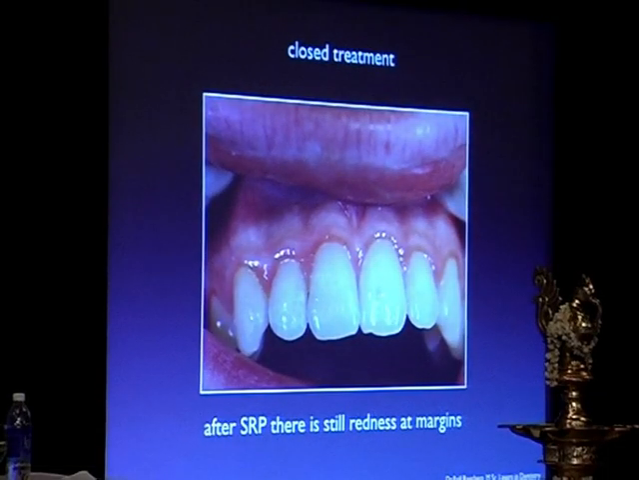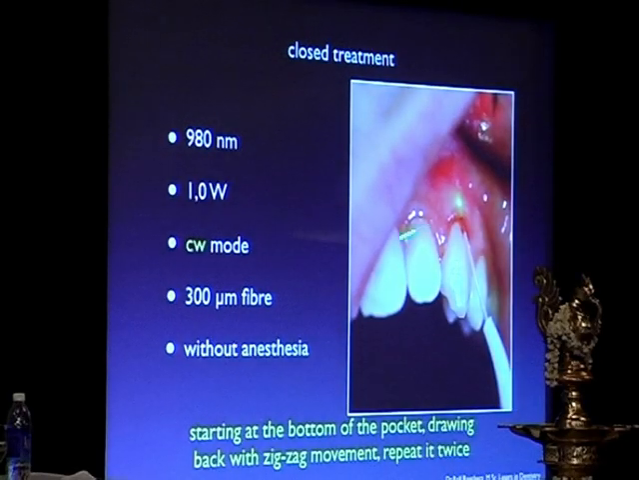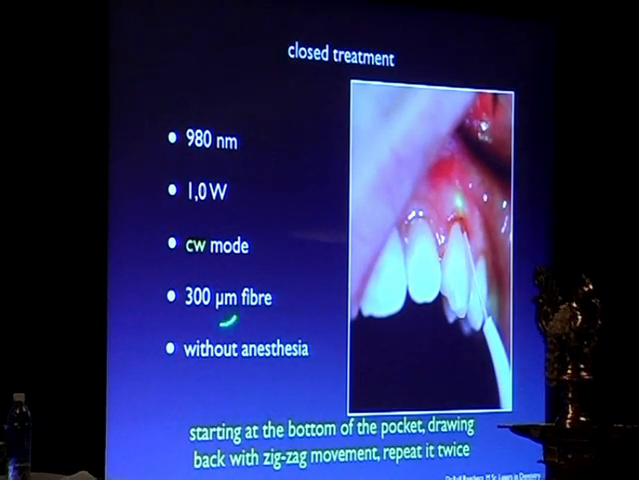Closed treatment: this is after scaling and root planing, and there's still a redness at the margins of the pocket. This was treated only once with a diode laser, 980 this time, and 1 watt continuous wave mode, 300 micrometer fiber. When you are treating in periodontology, you start at the bottom of your pocket and you draw your fiber back in zigzag movements, just like in a parking garage you are driving.